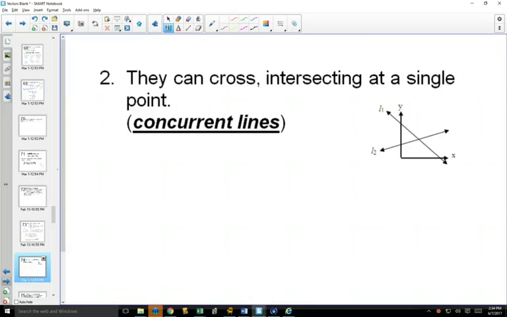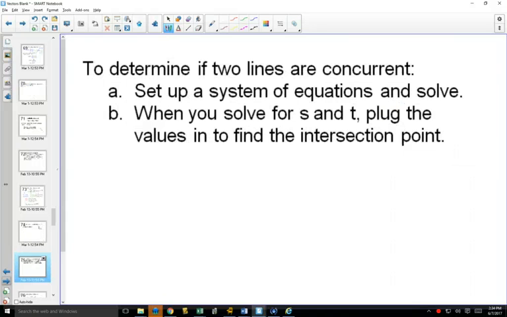The most common thing that happens is you have two lines with different slopes, and those lines end up intersecting, and then they ask you to find where's the point of intersection. Say a name for this is concurrent lines, and we set up our system of equations as before, but this time we'll be able to solve for S and solve for T. And once you've got S and T, you can find the exact intersection point with that.